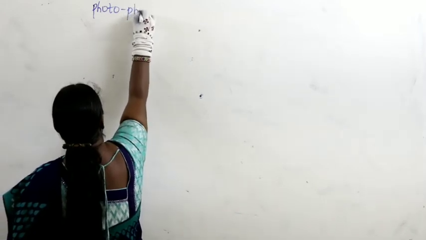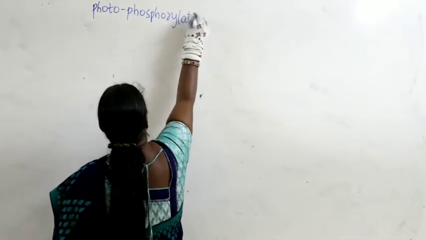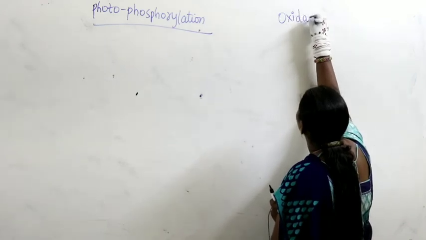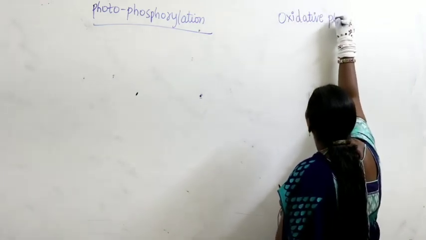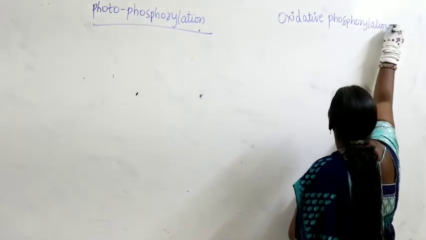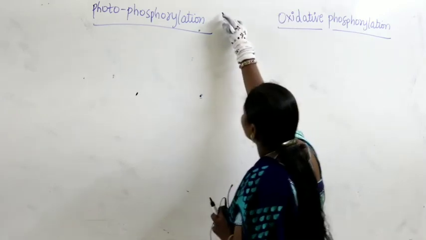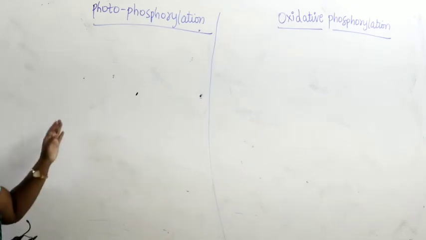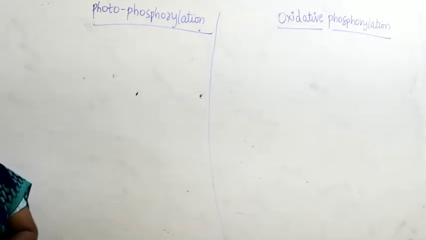Now let us make a clear difference between two important processes. One is called photophosphorylation, and the other one is called oxidative phosphorylation. One is called photophosphorylation, another one is called oxidative phosphorylation. Now let us make a clear difference between photophosphorylation and oxidative phosphorylation.